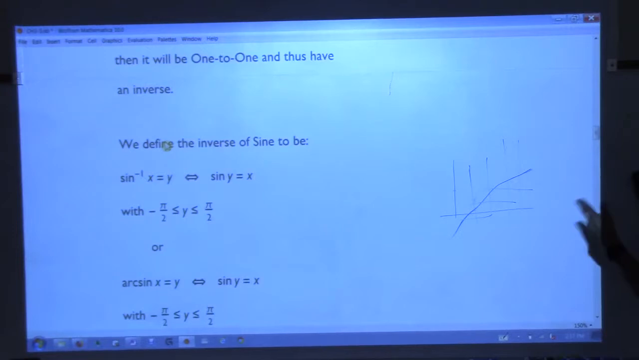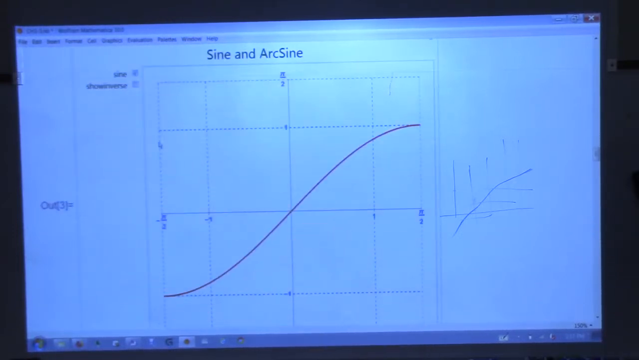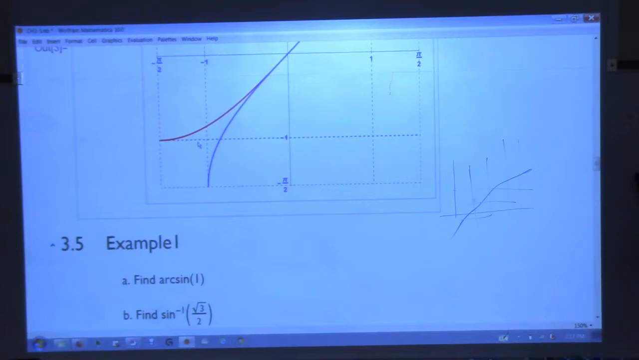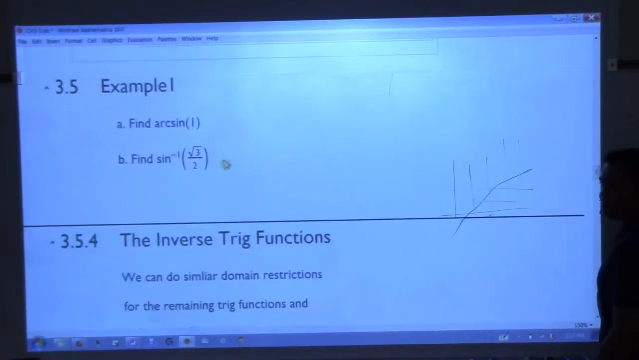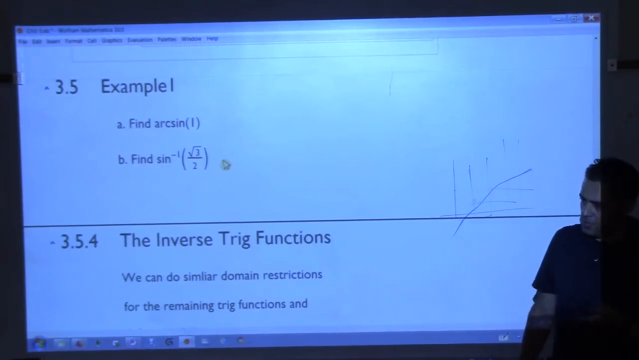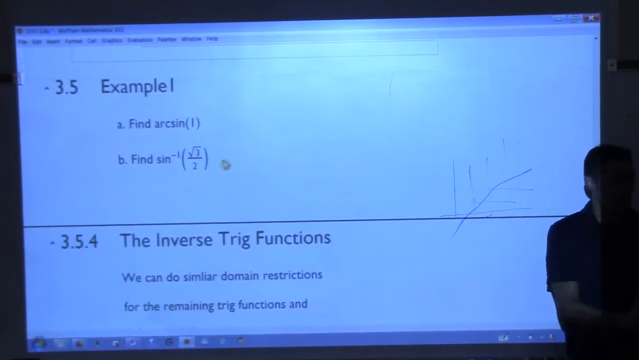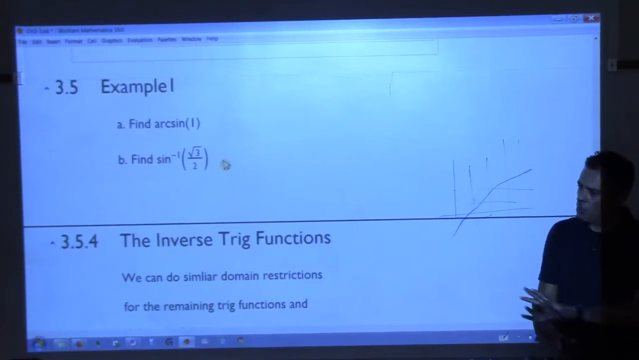And this is just going back and reminding you what the inverse trig function is. And there's the graph of sine, and there's the graph of its inverse. Okay. And then we do the same for cosine, tangent, secant, cosecant, and cotangent. They all have inverses so long as we restrict their domains properly, right? That's all pre-cal.